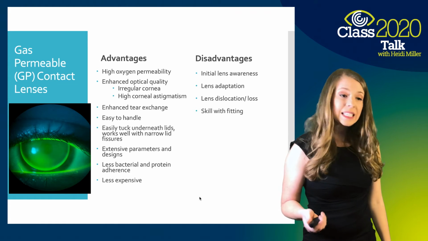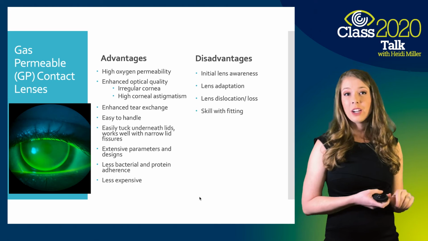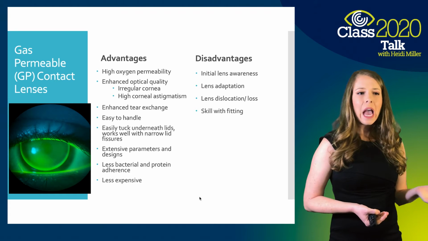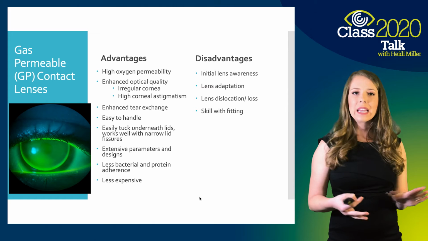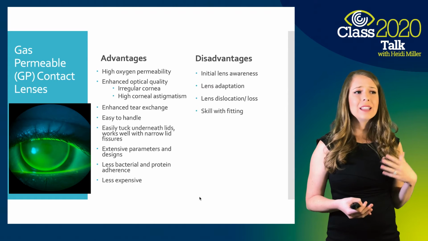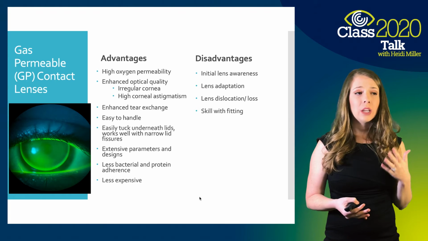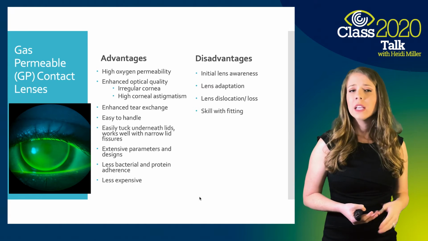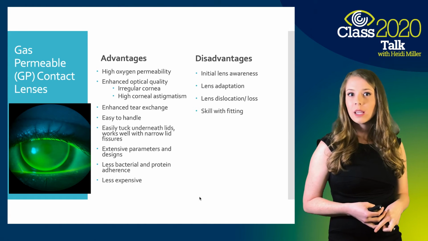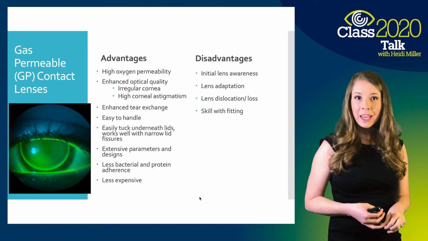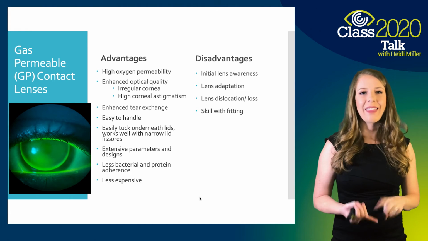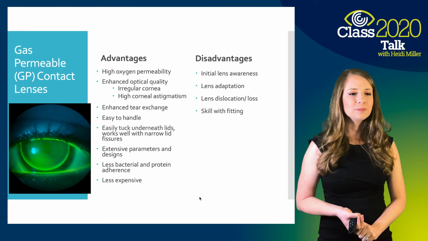Some disadvantages are that there could be some initial lens awareness. However, I don't fully count that as a disadvantage because with kids, they adapt really easily and you're going to be following up with them so often to make sure that the lens is fitting well. So usually that's not an issue. Kids are not usually as picky as adults are when it comes to that lens awareness and lens adaptation.